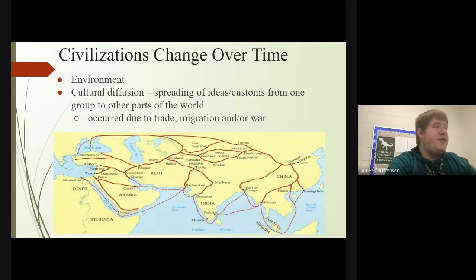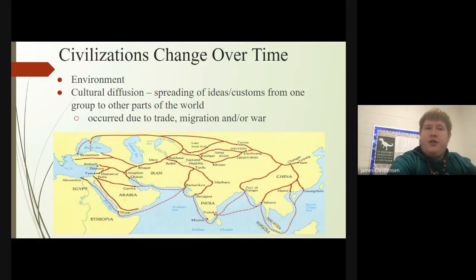So these civilizations did change a lot over time, which is true of anything. Things change, whether that be of an external conflict, a change in the environment, any of those things. But one of the biggest things that we see in terms of the ancient world is the spreading of different cultures around what we now know today as the Middle East, Europe, and Asia. So if you look at this image here, you can see these are trade routes from everywhere and going to different places all over the Middle East and Asia.